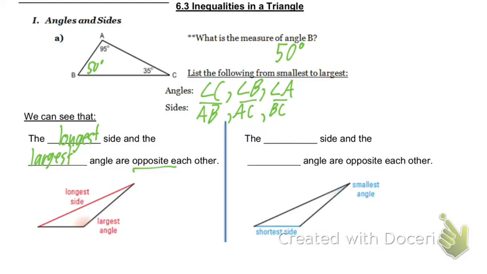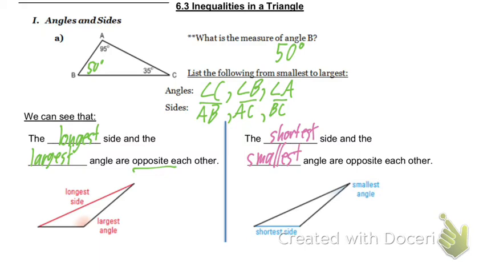All right. So then, conversely, over here on the right-hand side with the light blue lettering, the shortest side and the smallest angle are going to be opposite each other as well. Now, Aiden made an observation. Some of you might have made this observation as well. As we looked at the list of angles from smallest to largest and sides from smallest to largest, when it was opposite angle C, what letter was not used for the side? C, because it's opposite, it's not touching it. When it was opposite angle B, what letter was not used? B. When it was opposite angle A, what letter was not used? A.